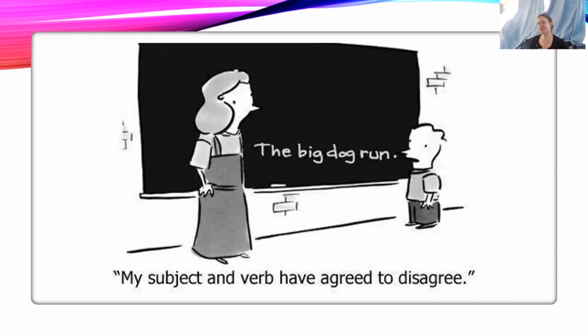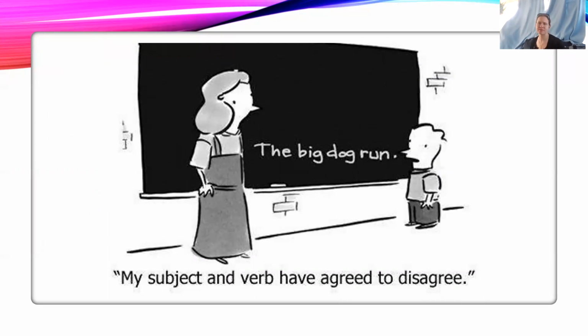Let's start with something a little funny, at least it is if you're an English major. Here we have a subject and verb that are not in agreement. What does that mean? It means that one of them needs to change. To make this sentence correct, you could either say, "The big dog runs," or "the big dogs run."